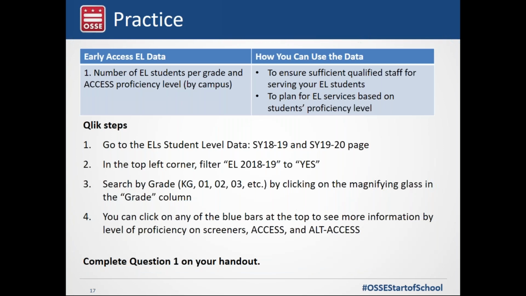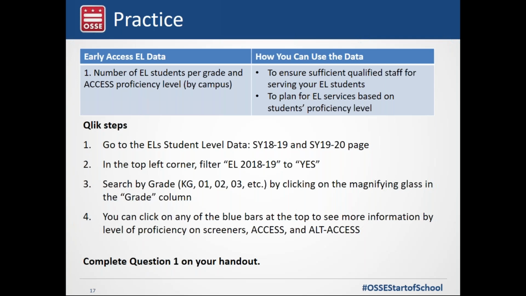Okay, so in a moment, we will pop out of the PowerPoint and go into using the app, and these are the steps that we will follow. These are also listed in the handout step by step. So first, we will go to the EL student level data page, and then filter in the top left corner for EL 2018-19 and choose yes. And then from there, it's super easy.